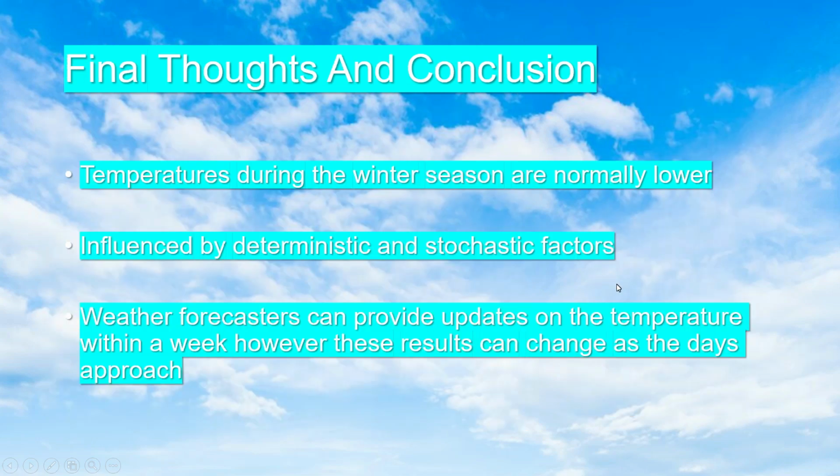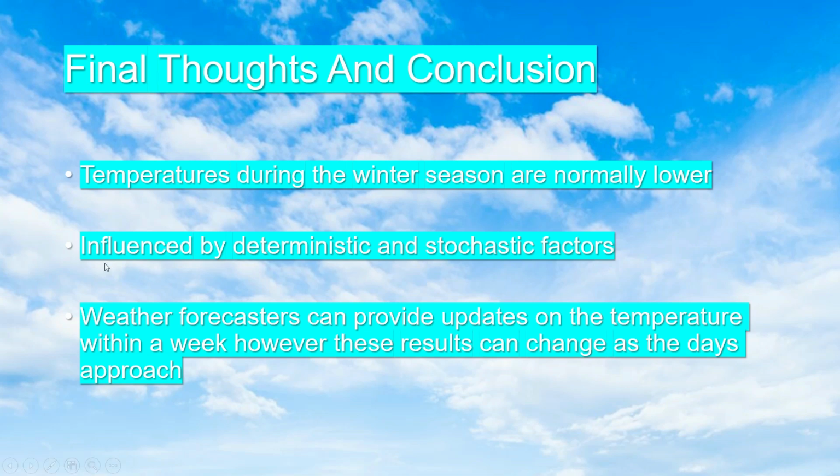So my final thoughts and conclusion is that temperatures during the winter seasons are normally lower, although they can fluctuate. I still remember back in January 2020, there was a date I can remember. January, on the weekend, it was January 10th and 11th. It was 65 degrees, which is an outlier. I was wondering why it was 65 degrees.